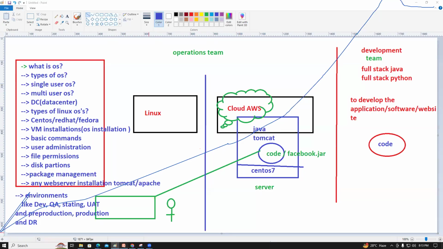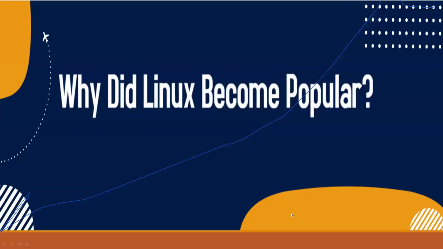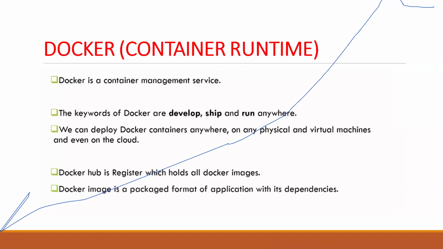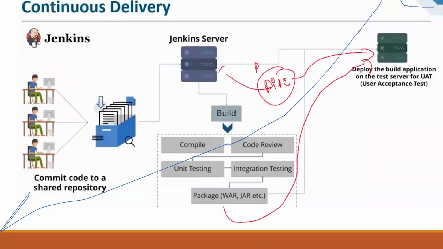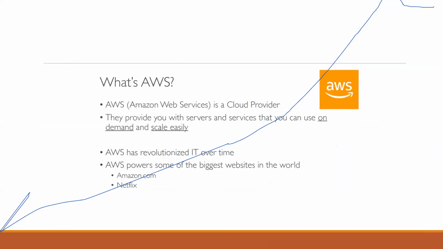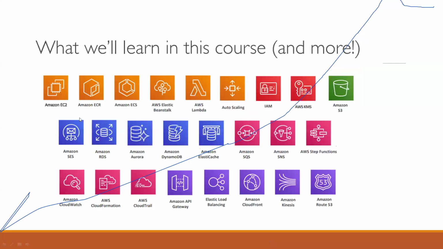In AWS, what will we discuss? What is AWS? Why are we using AWS? What are the services we are learning in AWS? Amazon EC2, ECR, ECS, Elastic Beanstalk, Lambda, auto scaling, IAM, S3 bucket, RDS, Aurora, DynamoDB, CloudWatch, CloudFormation, API Gateway, Elastic Load Balancing, Route 53, Kubernetes. So at the end of the day, you know these many services, guys, understood?